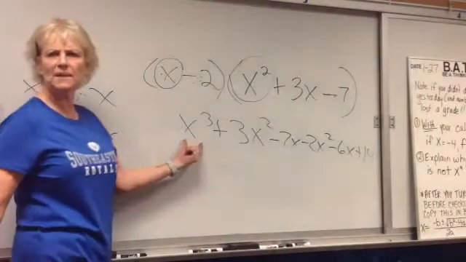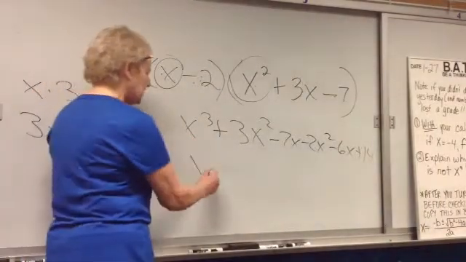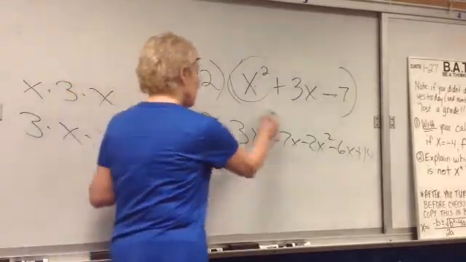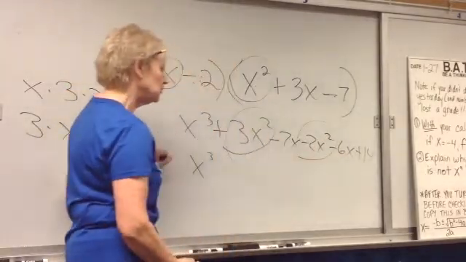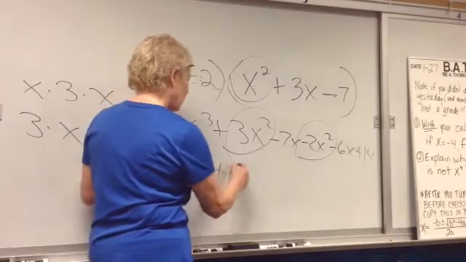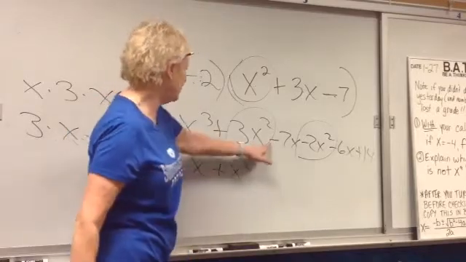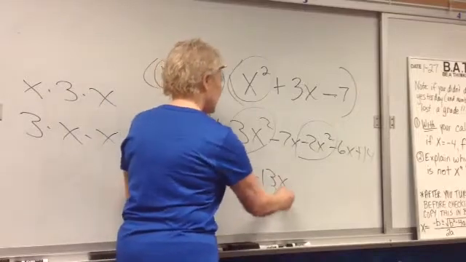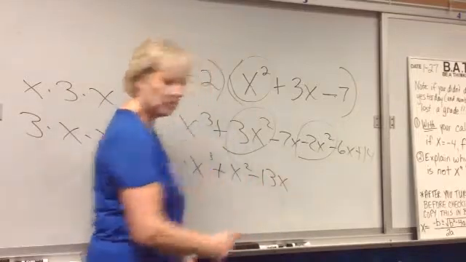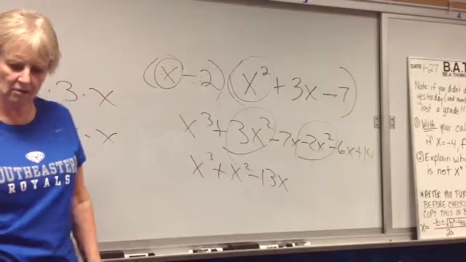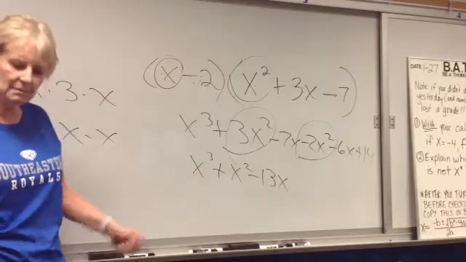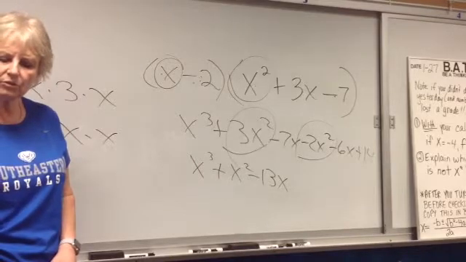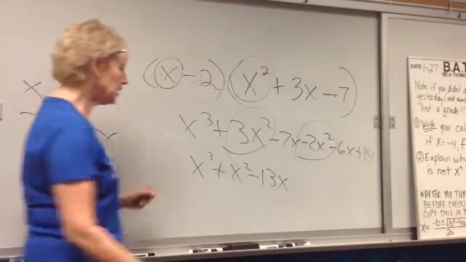And then some of you put this second. I don't know why. This is the highest degree, so it goes first. Then we have 3 and negative 2 for x squared, which is 1 x squared. Negative 7, negative 6 is negative 13, plus 14. What happened? You need to find your errors. You subtracted when you should have added.